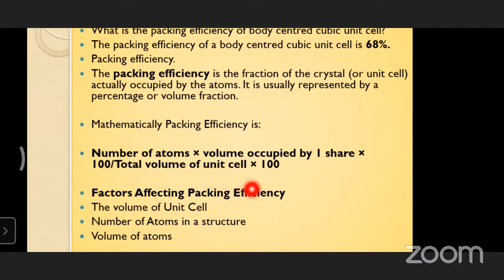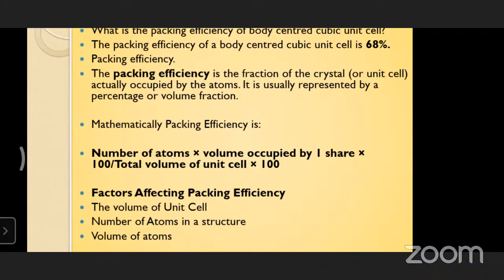Similarly, the number of atoms in a structure. Whether the container is large or small, if we consider it as a unit cell, and the atom is larger in size, we can keep fewer atoms. If the atom is smaller in size, in the same container we can keep more atoms. So this also influences. Take a cricket ball and small glass balls, and a small cube-like box. You can keep only one cricket ball in it, but you can keep more and more small glass balls. That is the difference.